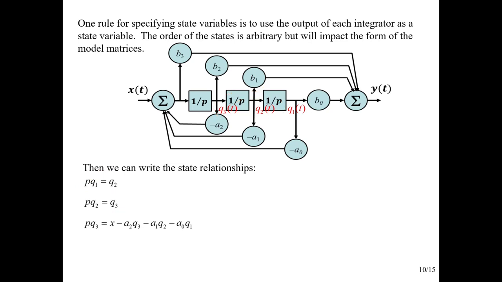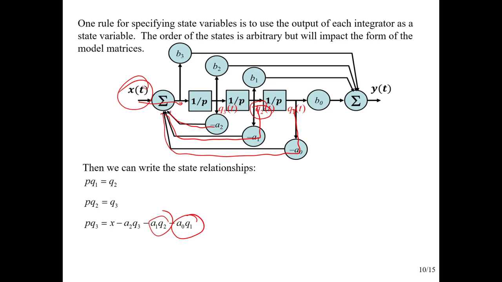And then we get to here. So here's the idea. We're writing equations for everything that is an input to an integrator box. So first step is state variables are the outputs of the integrator boxes. Then write an equation for each input to an integrator box. So those two were easy. This one's a little harder. So that's going to be PQ3. So that's just essentially the name of that box or the input to that box. And what's going in? Well, X is going in. And what is this? Minus a0 times Q1. And what is this? Minus a1 times Q2.